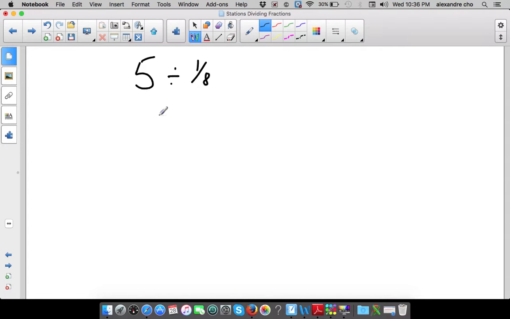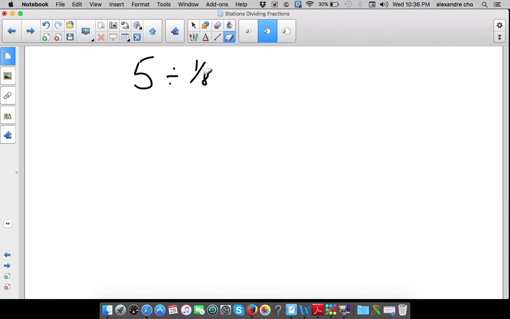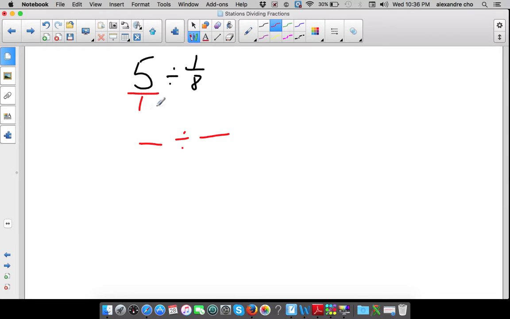So 5 divided by 1/8, and I actually shouldn't have written it like that. I should write it like this. Okay, change colors. Step 1, put that whole number as a fraction. Find the LCM. The LCM between 1 and 8 is 8. This particular fraction we don't have to change, but this one we do. It's times 8. So top becomes times 8. Now it's 40.